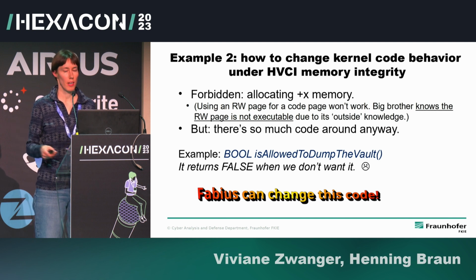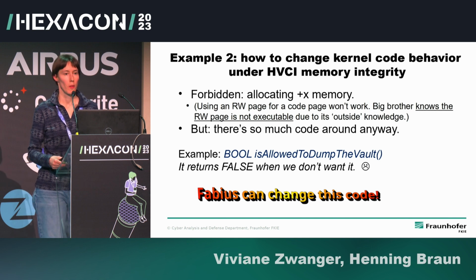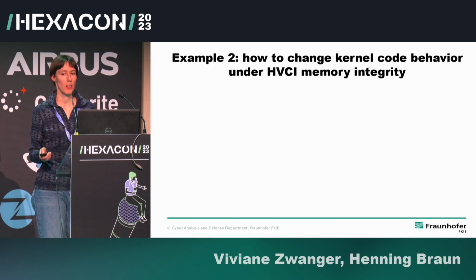So yeah, there's so much code in the kernel. We probably can find some replacement routine which we need. So we had this routine, is allowed to dump the vault, which returns Boolean, and unfortunately a Boolean false, and we don't want it to be false. We want it to return true. So let's find some kernel routine that returns true. However, certain other things are needed.